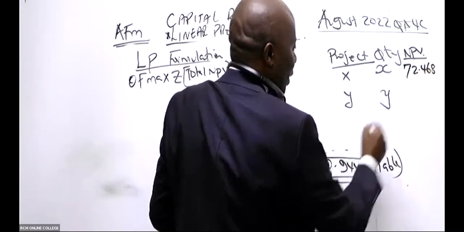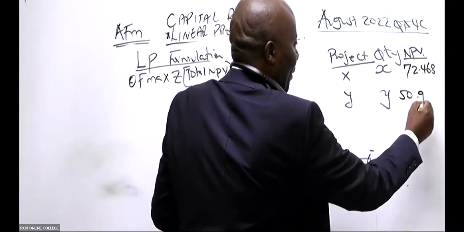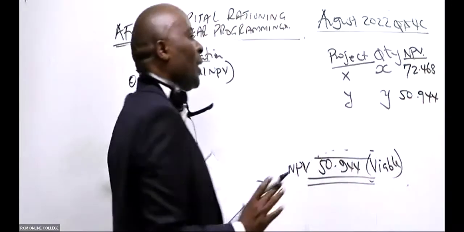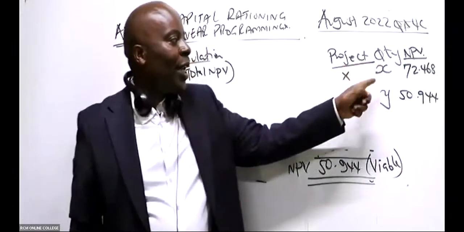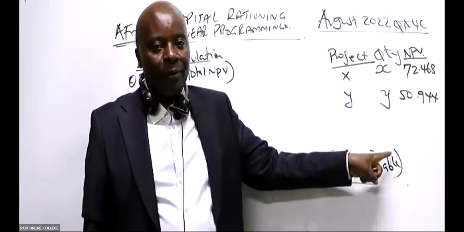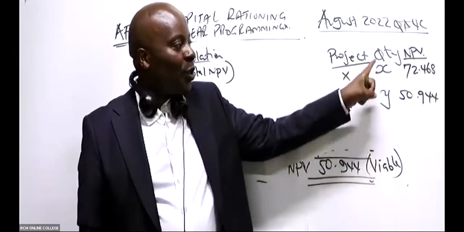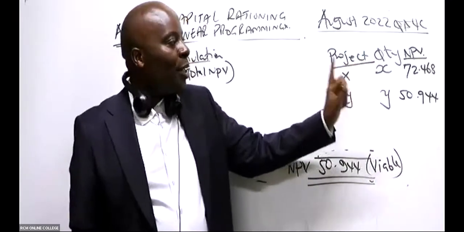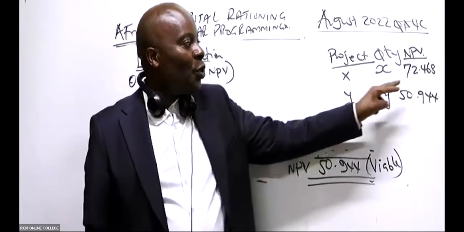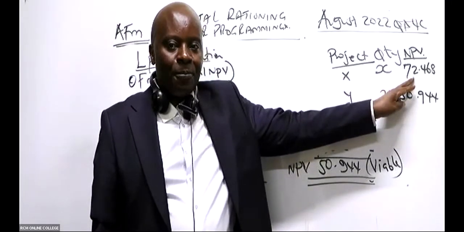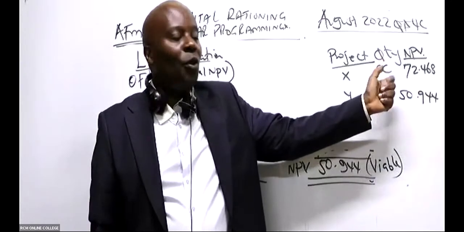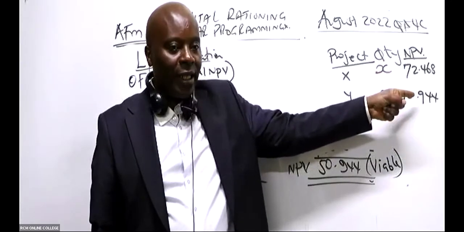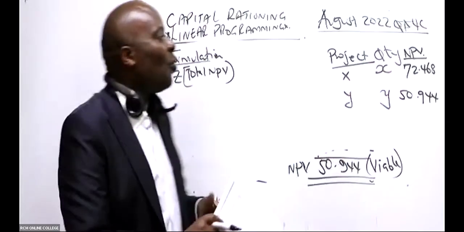72.468. This one here is 50.944. Now, please listen to me very well. This quantity for us in finance is the fraction of the project. Fraction or proportion. So if you do a whole project of X, you get what NPV? 72.468. If you do a half, then you'll get an NPV of a half times that. Now that you're taking X, what will that be?